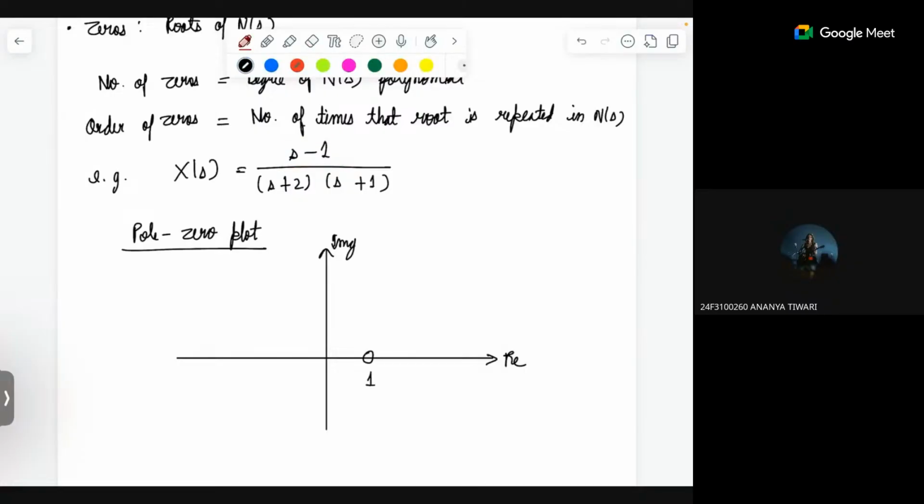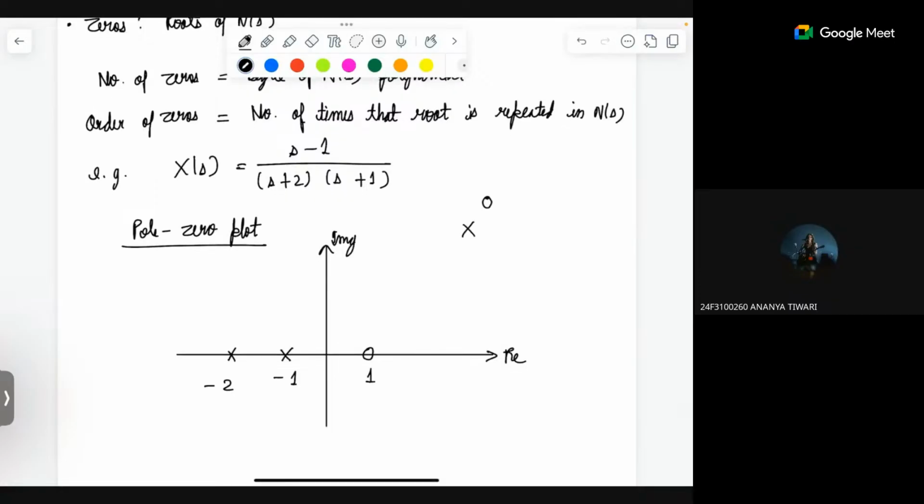Similarly, the roots of the denominator polynomial give me poles. So there are two poles here, two roots. Tell me the location of the poles. -2 and -1. Yes. So the poles are at s equal to -1 and -2. This is how we draw the pole zero plot. Zero is represented by this circle and pole is represented by this cross.